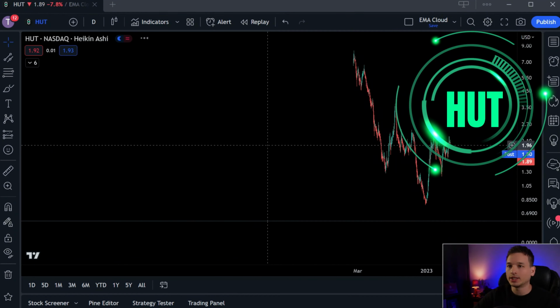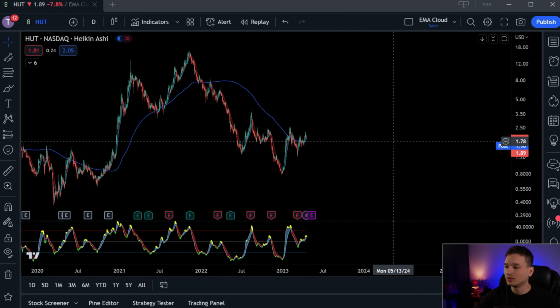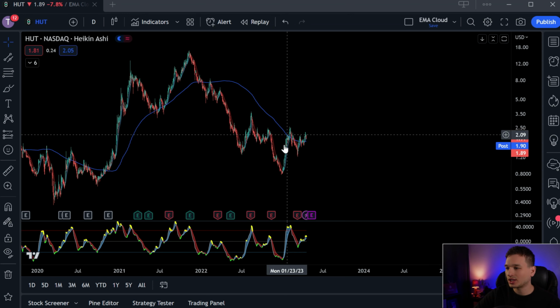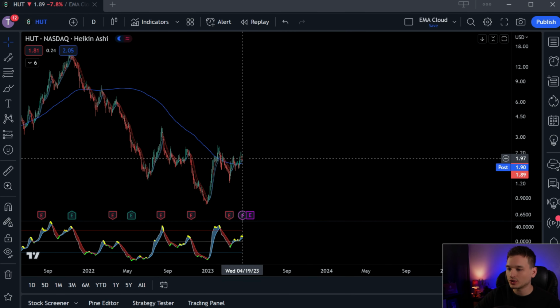So let's bring up HUT 8. HUT is the ticker symbol. And right now, again, we're over this moving average. Now, we saw this huge increase right here on the TSI and reflected into the price action. And it is nice that we're above this moving average right here.